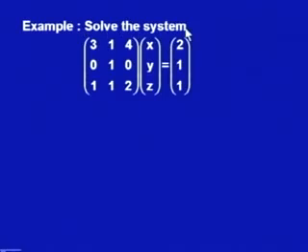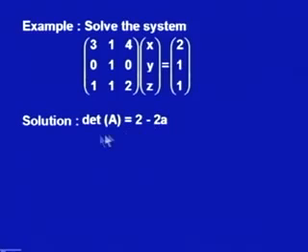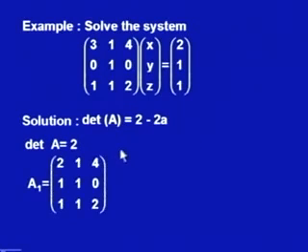So, we solve this system when A is equal to 0. I have taken A equal to 0 in my earlier example. So, let us solve this system using Cramer's rule. We first calculate determinant A. As you have seen, I have already computed determinant A as 2 minus 2A, and A is equal to 0 in this example. So, that gives me determinant A is equal to 2.